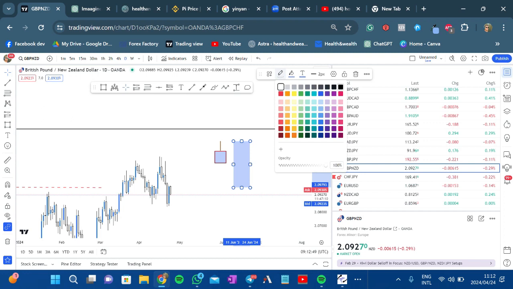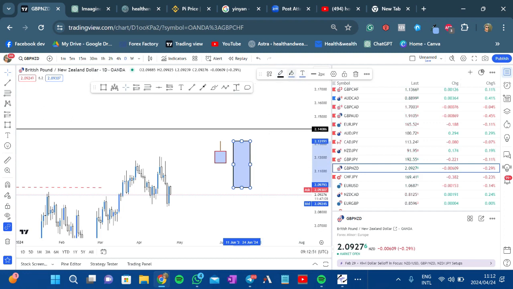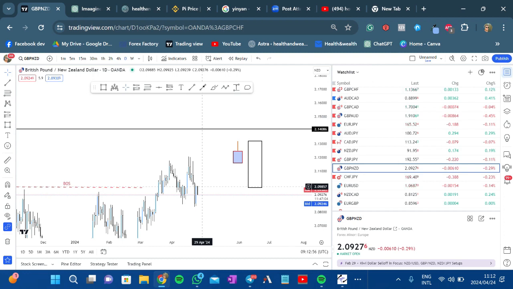Wasn't supposed to do that. Let's go back to black, and then the interior needs to be white. Okay, so now it looks like my graphs. Okay guys, so this is the kind of pattern I trade.